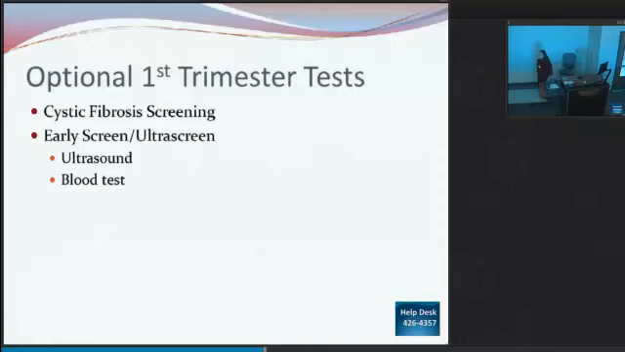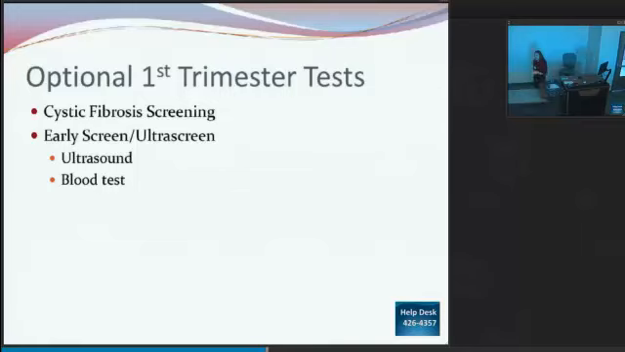This next test, I did look, and your book does kind of talk about it a little bit, is an early screen or an ultra screen. Some people call it a sequential screen. There's multiple different names for it. It's an ultrasound and a blood test combination. And what it checks for is Down syndrome, trisomy 18, trisomy 13, and neural tube defects. So this one is actually screening to see what the possibility is of baby having these different disorders. It doesn't give you a yes or no. It doesn't give you a positive, negative result, but it gives us an idea of what are the chances that baby might have this. And they base it depending on mom's age.